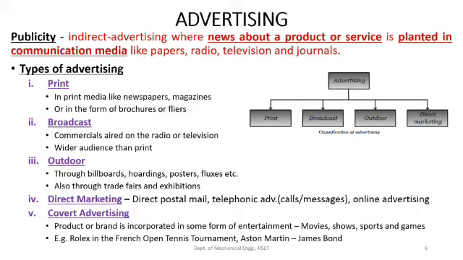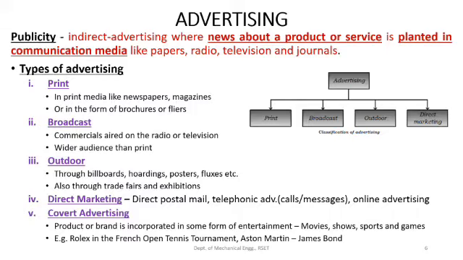The final kind is called covert advertising, and in covert advertising, the product or a brand is generally incorporated in some form of entertainment like movies, TV shows, sports, games, etc. An example for covert advertising is the case of Rolex sponsoring the French Open tennis tournament. So when this particular French Open tennis tournament is broadcasted over the television across the world, you see this particular brand, the symbol and the name of this brand coming up when it is being broadcasted.